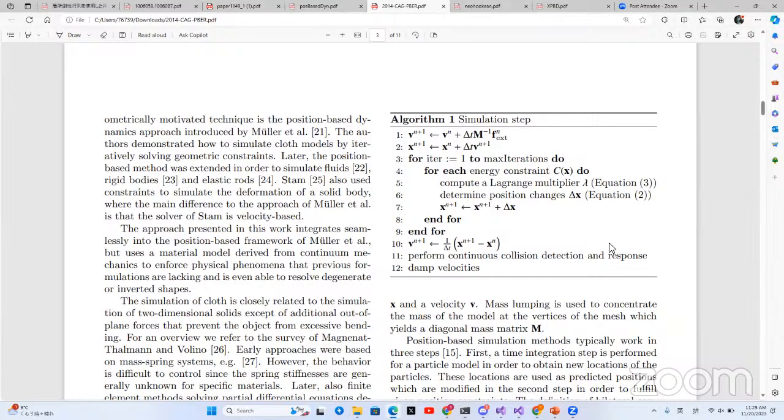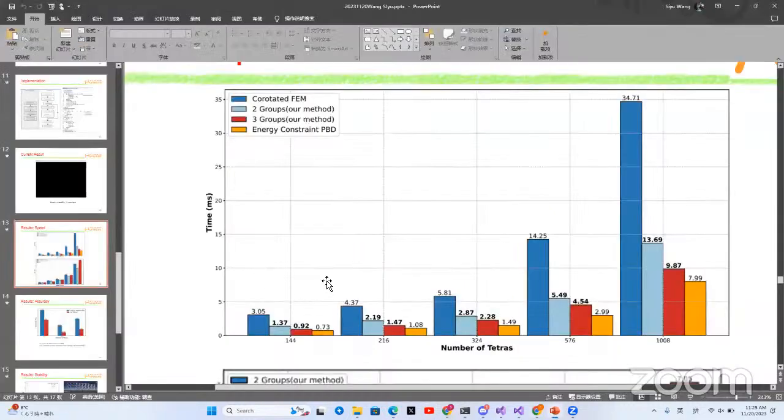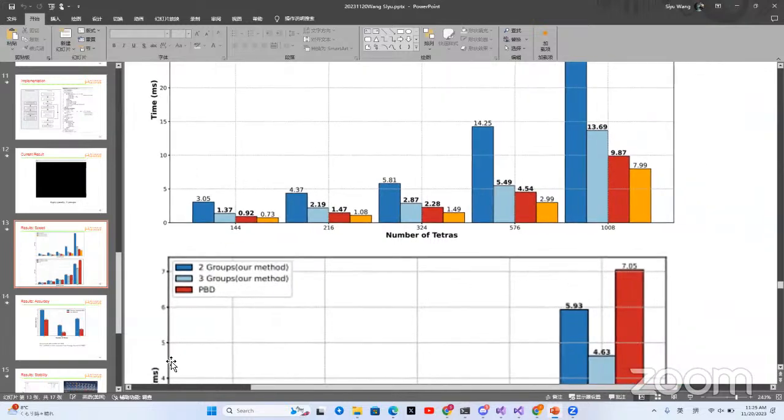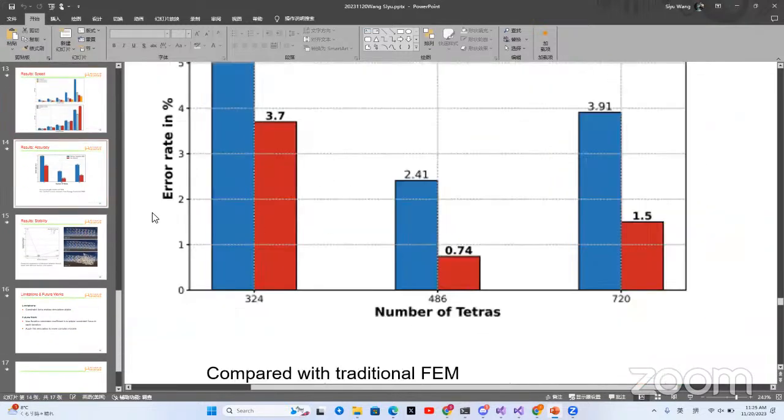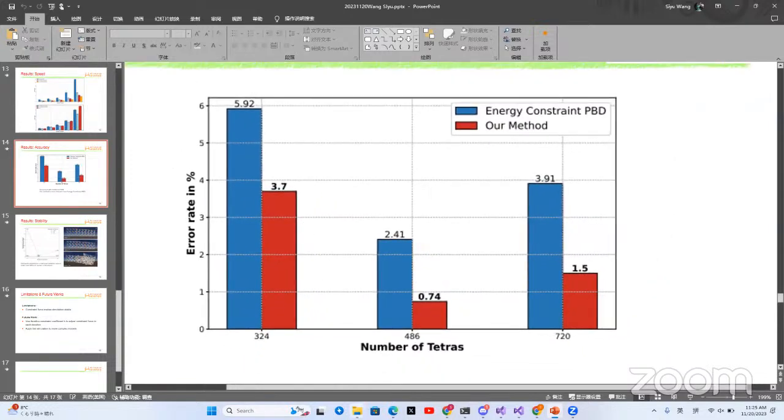So can you show the result of the precision? Which one? Do you measure the precision of the error? Oh, precision. Error. Yeah. Okay. This is energy. If we increase the iteration, I think the error becomes very small, in the case of the energy constraint PBD. That is another way to decide. Yes, but our advantage is we don't need many iterations.